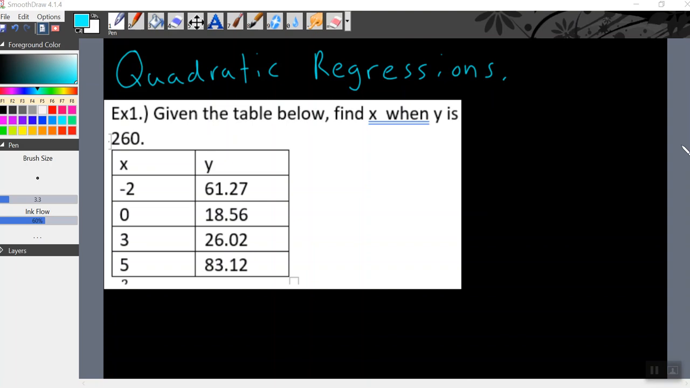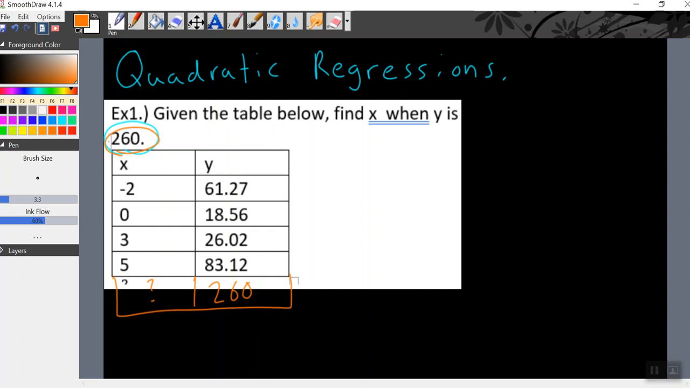So given the table below, we want to find x when y is 260. Alright, when y is 260. So we can imagine if we created another little row to this table and we just put 260 there, what is our x value? Can we make that prediction?